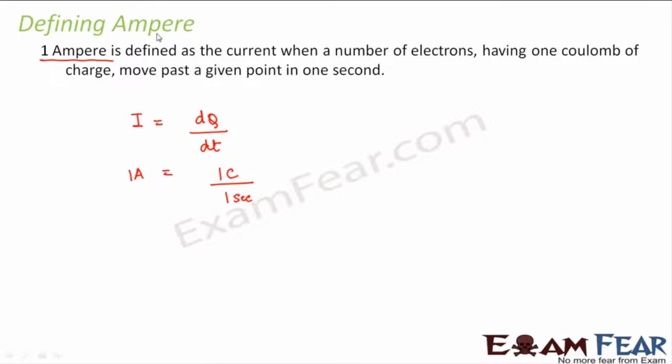So current of 1 ampere is defined as the current when a number of electrons having 1 coulomb of charge move past a given point in 1 second. That means, let us suppose I am considering this point A. When some n number of electrons having charge 1 coulomb pass in 1 second, then we define that current as 1 ampere. So 1 ampere is the current when a number of electrons having 1 coulomb of charge move past a point in 1 second.